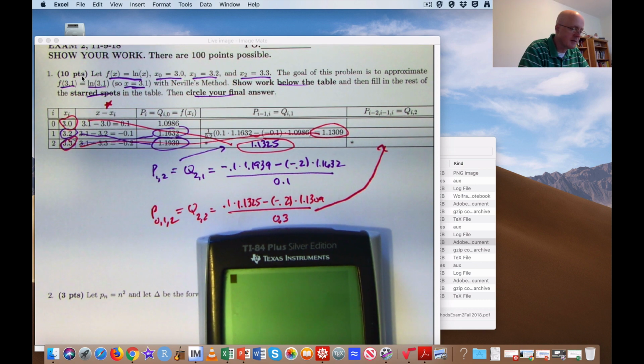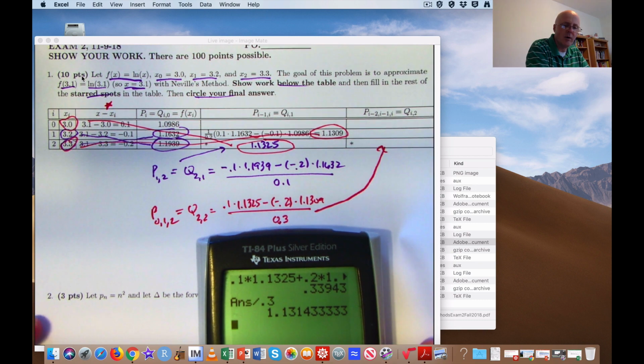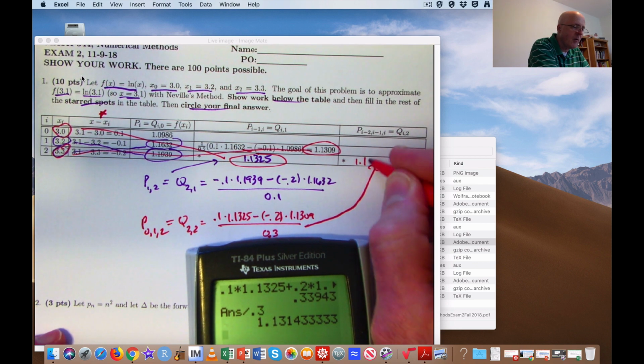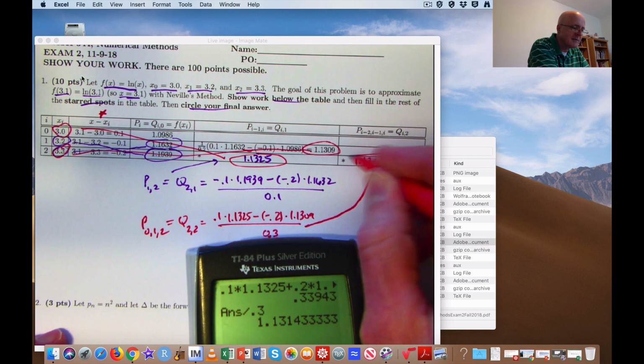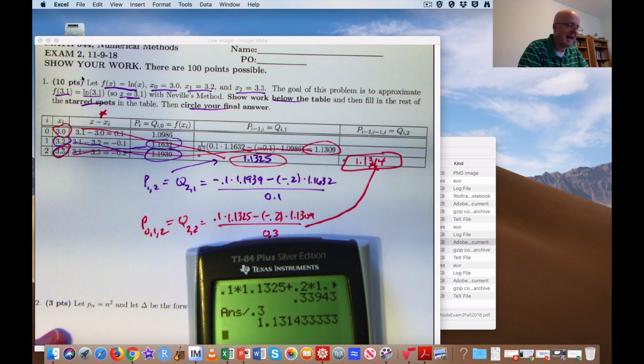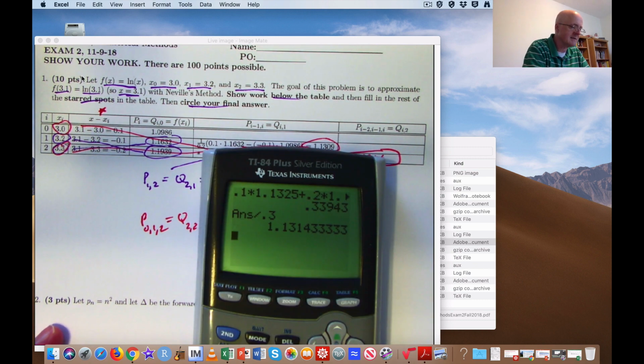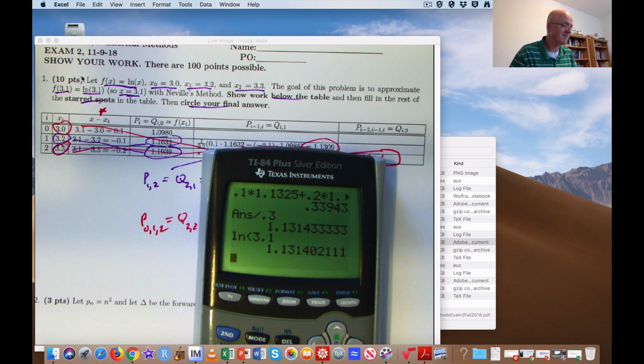0.1 times 1.1325 plus 0.2 times 1.1309 divided by 0.3, 1.1314 to 4 places after the decimal, and that does look good because here is the natural log of 3.1. We are pretty close. Okay, so that's a complicated method.